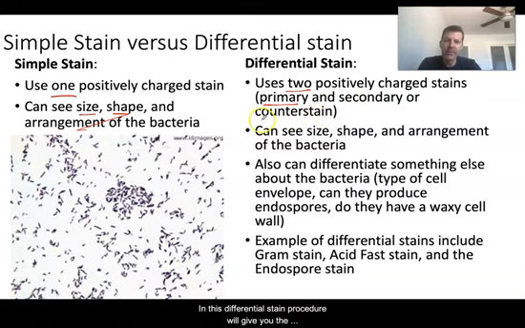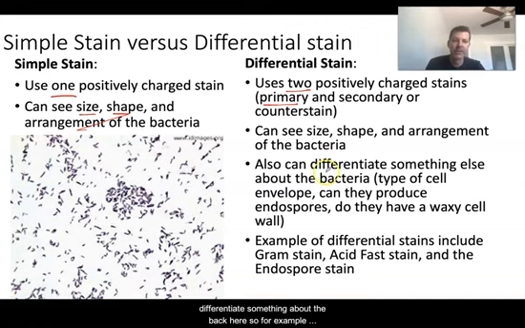This differential stain procedure will give you the same information. You'll be able to see the size, the shape, and the arrangement of bacteria. But there's something else it gives you. Because two different dyes are used, it's going to be able to answer a question about the bacteria above and beyond size, shape, and arrangement. So it's going to allow you to differentiate something about the bacteria.